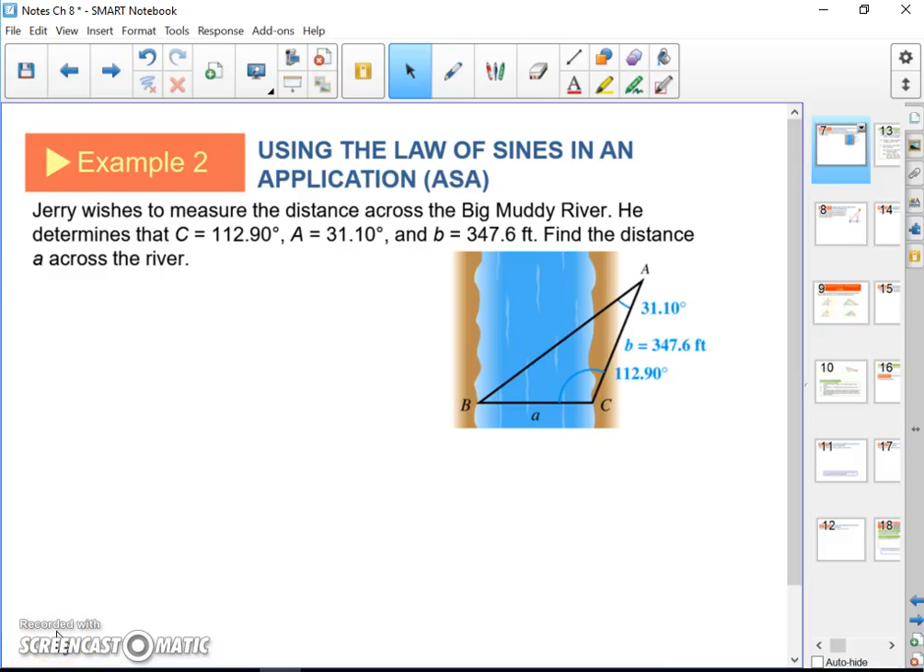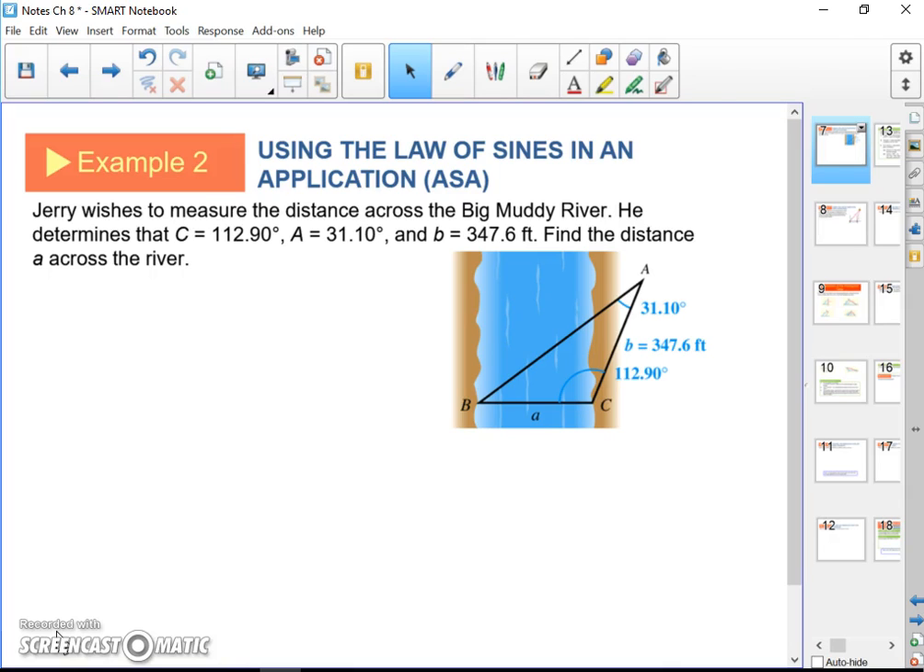Example 2. Jerry wishes to measure the distance across the Big Muddy Road. He determines that angle C is 112.90 degrees, angle A is 31.10 degrees, and side B is 347.6 feet. Find the distance across the river.